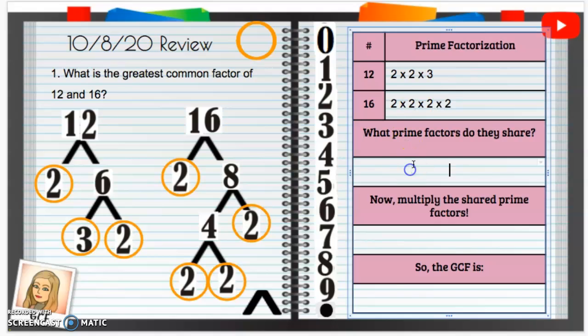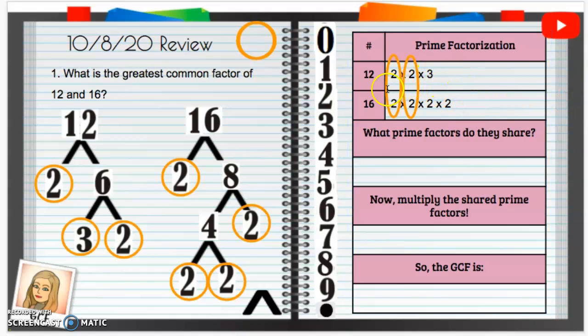All right, so now, what prime factors do they share? So let's see, do they share a 2? Yes, they do indeed share a 2. What about anything else? Do they share anything else? Yeah, they share another 2. Anything else? Do they share another 2? No. What about a 3? No.